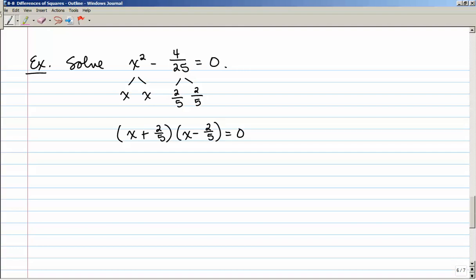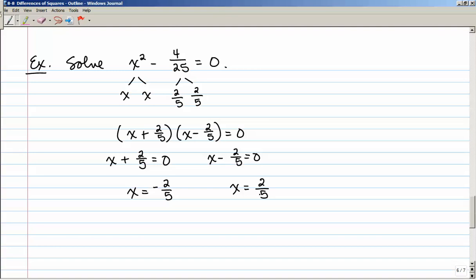Using the zero product property, each of those is equal to 0. X plus 2/5 equals 0. X minus 2/5 equals 0. And subtracting 2/5 from each side, x equals a negative 2/5. And adding 2/5 to each side, x equals a positive 2/5.